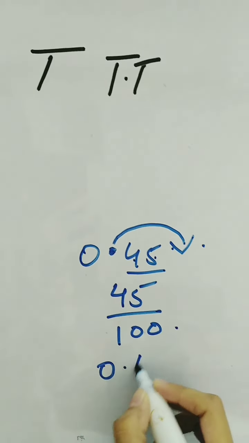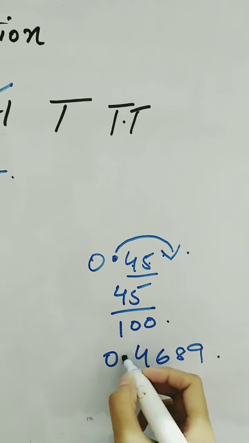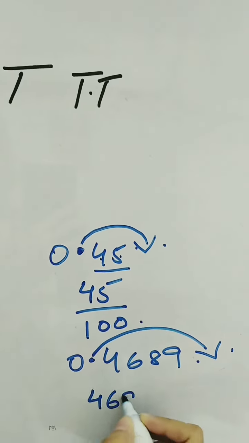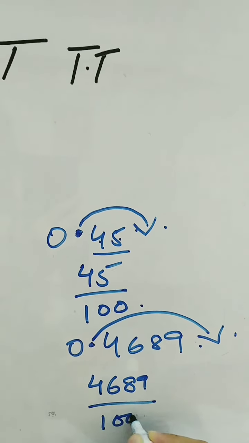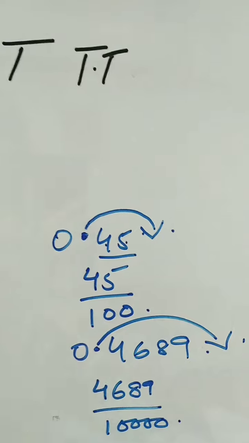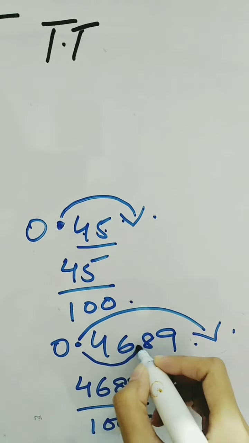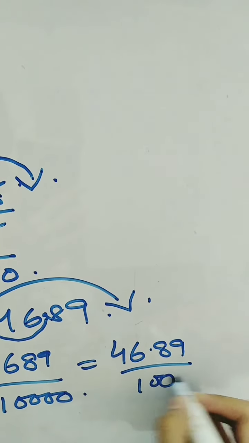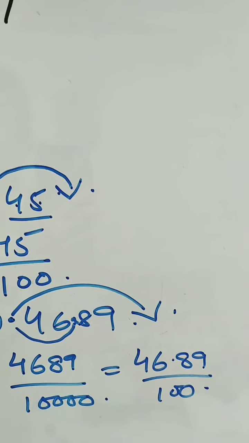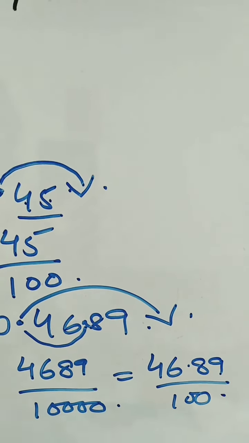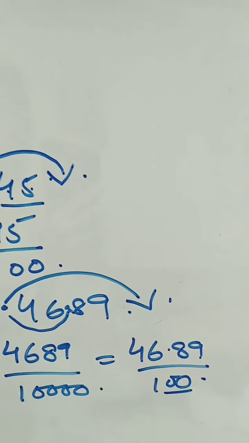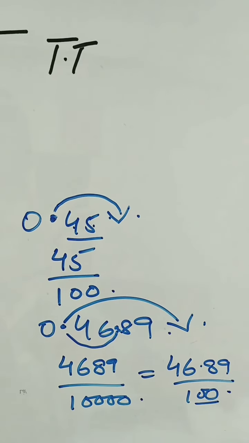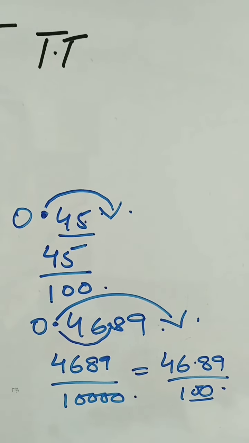Similarly, if we have 0.4689 and we are moving this decimal here, then we will write it as 4689 over 1, 2, 3, 4 zeros. Or if we move this decimal here, then we can write it as 46.89 over 100. The places to which the decimal moves, we will add that number of zeros into the denominator. This is a direct method of writing decimal values as fraction values.